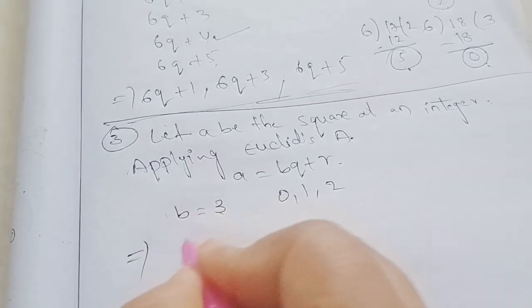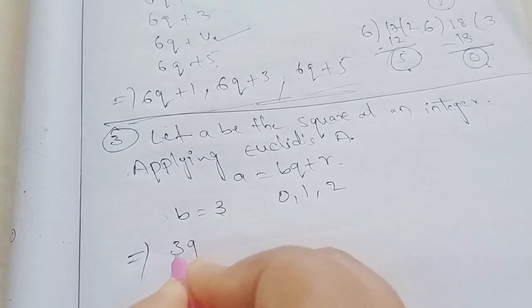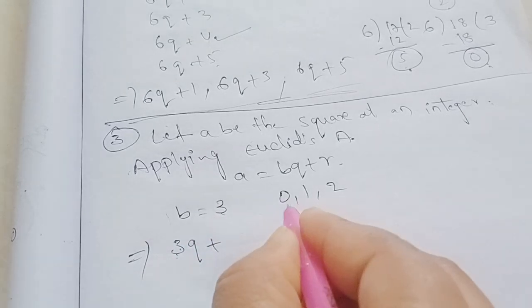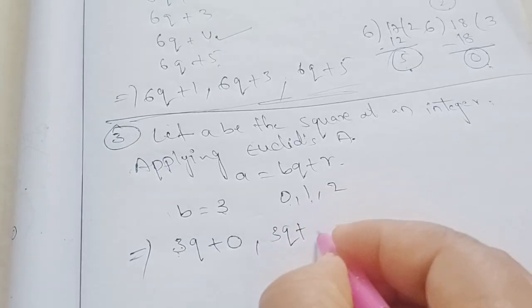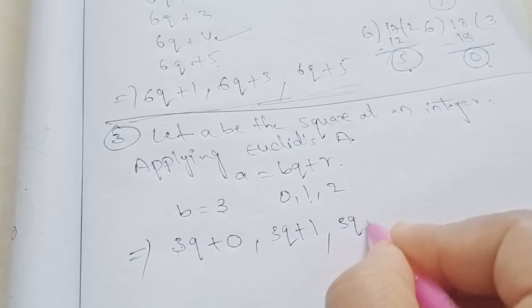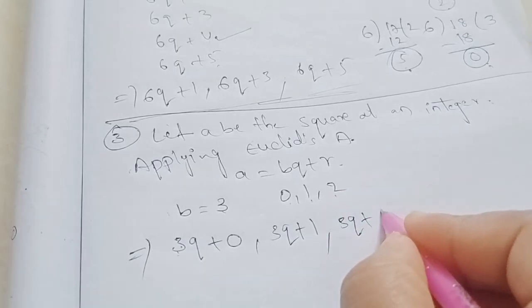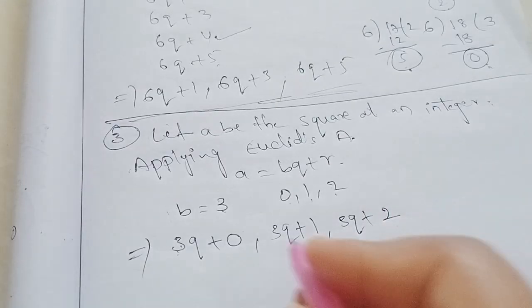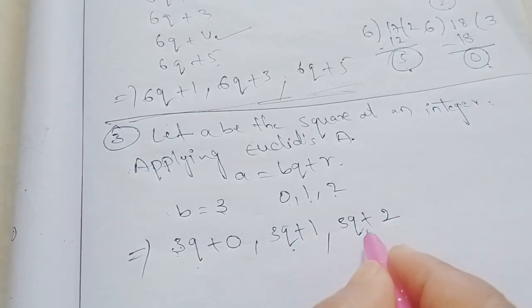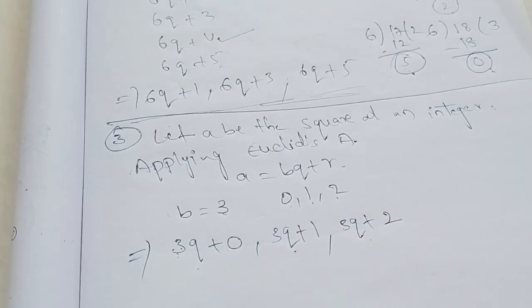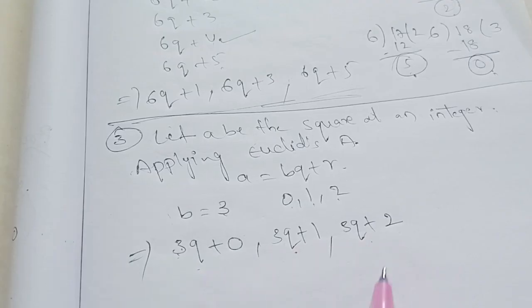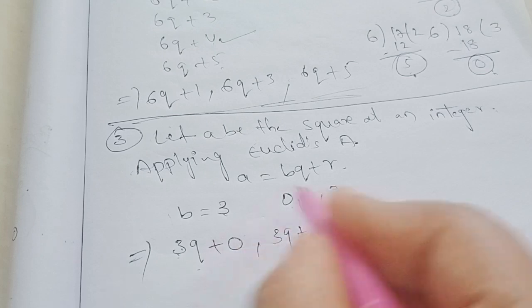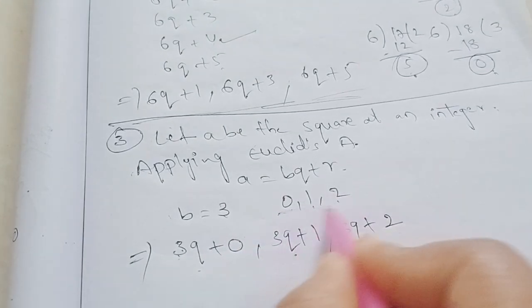So we will write now, in the question given, 3q. This is b. 3q plus remainder 0. Next 3q plus remainder 1. Next 3q plus remainder 2. Okay, q is the quotient. Next, we observe what is given in the question: the square of any positive integer. So these are the possible remainders.